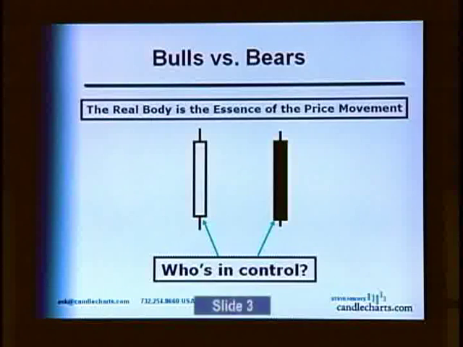Now, how can we use the candlestick lines? We're going to start looking at single candlestick lines. The Japanese will say the real body is the essence of the price movement. And that's a really exciting concept. Because what the candlestick line shows is the force behind the move. If we have a long white real body, who's in charge? The bulls, right. A long black real body, obviously the bears are in charge.